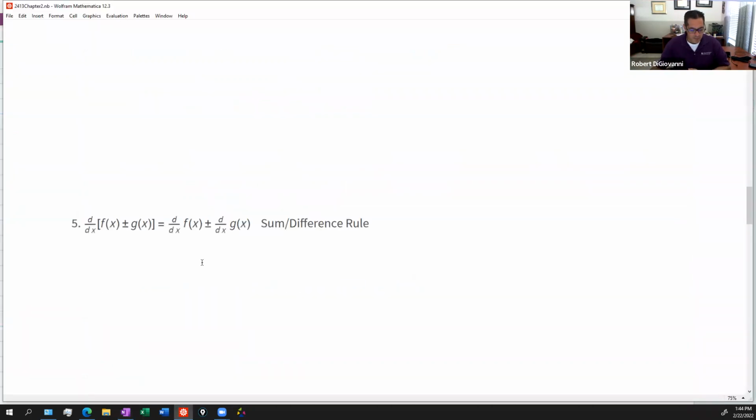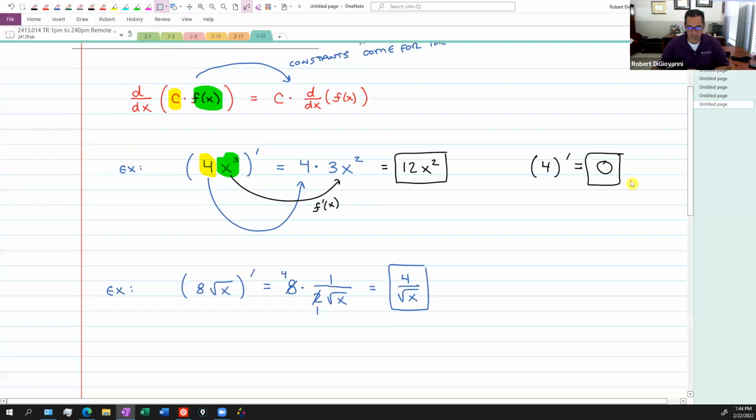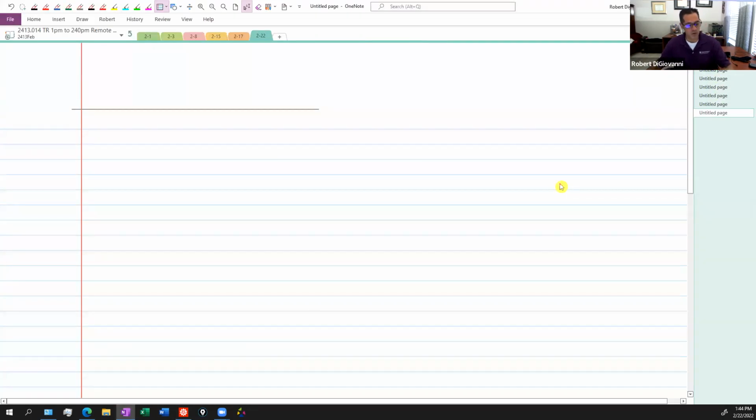Okay, next rule, the sum and difference rule. Now, when you look at this, it looks ridiculously bad, but let me just explain what it is on a different page. The sum and difference rule. And I'm going to do it in a slightly different notation. Let's say I have some function f, okay, and I'm adding or subtracting some other function g, and I want to take the derivative. So I have 2 things being added or subtracted together. The sum and difference rule says this: you can take the derivative of the first function and then add or subtract, depending on whether it's addition or subtraction, the derivative of the second one.